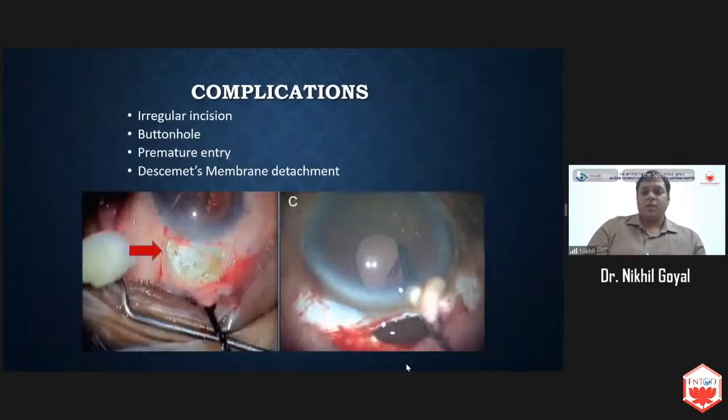What complications can happen with a sclerocorneal tunnel? The incision can be irregular. There can be buttonholing of the incision if it is too superficial. There can be premature entry if the tunnel that you are making is too deep. And if the entry is not smooth or the blade is not good, Descemet's membrane detachment can also occur. Thank you.